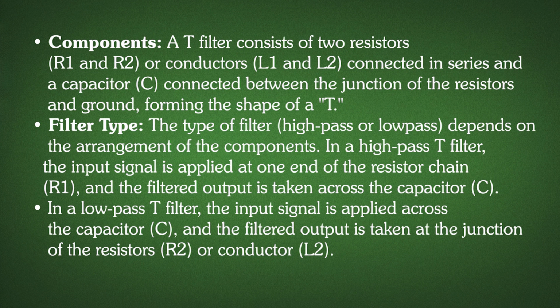So, in a high pass T filter, the input signal is applied at one end of the resistor chain, that is R1, and the filtered output is taken across the capacitor C, whereas in a low pass T filter, the input signal is applied across the capacitor C and the filtered output is taken at the junction of the resistors R2 or inductor L2. So, in this T filter, either the resistors are used or the inductors are used.